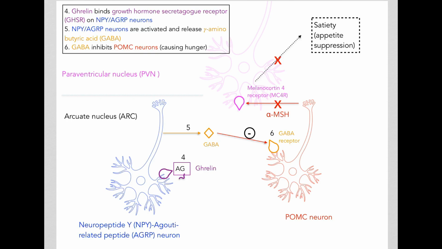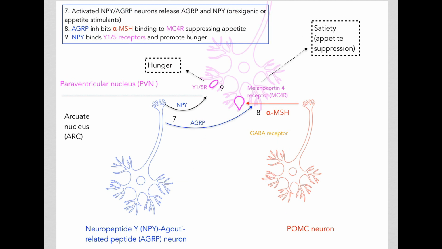Another way by which ghrelin can stimulate hunger is when ghrelin binds to the NPY-AGRP neurons. That will activate these neurons, and they will start secreting these two chemicals, AGRP, which is an Agouti-related peptide, as well as NPY, which is neuropeptide Y. Both of these chemicals, AGRP as well as NPY, these are orexigenic chemicals, or basically appetite stimulants.